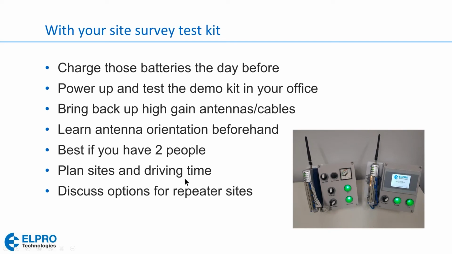Plan the sites and the driving time. If you have to do a survey of 30 sites, you've got to figure out how we can do this most efficiently so we don't waste a lot of time driving around the neighborhood. Then we need to think about repeater sites. If some of the sites don't link up, what site would act as an ideal repeater? Usually it's a location at a high point that has a clear view of the more distant sites that cannot shoot direct to the master radio.